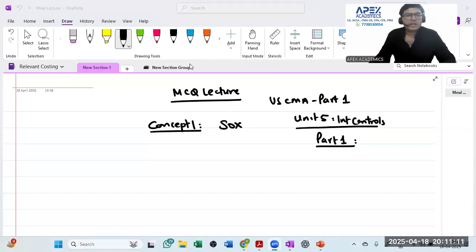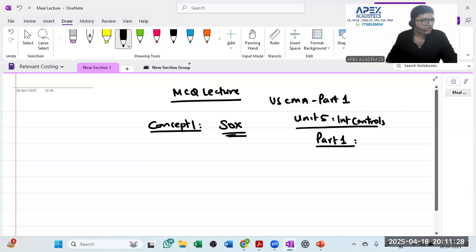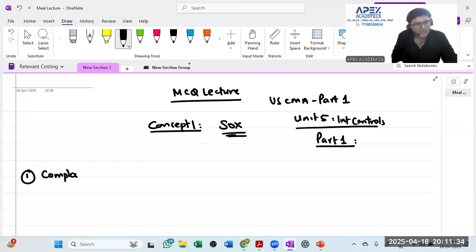So we are recording and we are dealing with the MCQ lecture for US CMA Part 1, Unit 5, Internal Controls. In internal controls, this is Part 1 of internal controls. The first concept we are discussing is the concept of the Sarbanes-Oxley Act, also referred to as SOX. Under SOX, the first topic of discussion is complaint procedures, or whistleblowing.